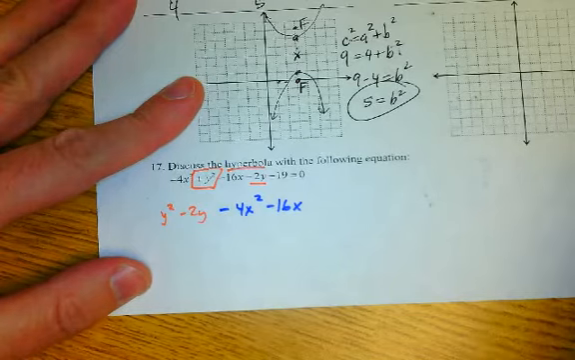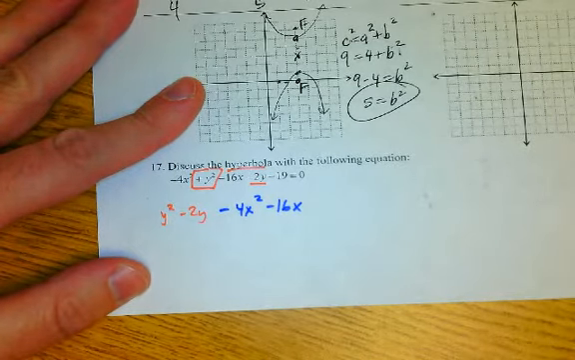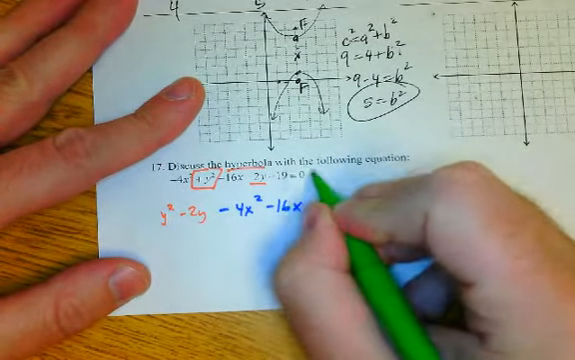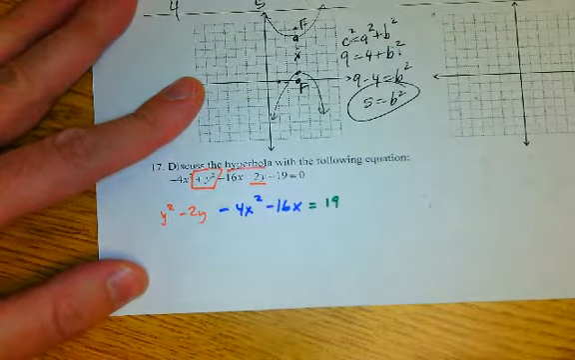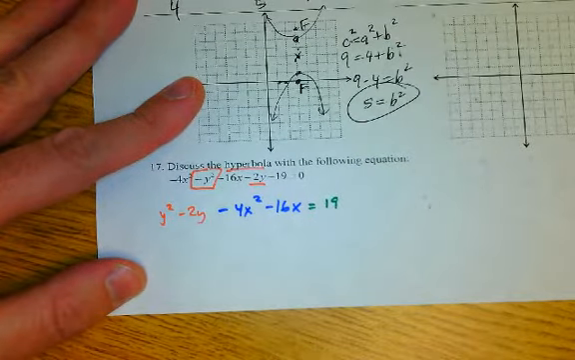And then I'm going to kick out any numbers so I can balance my equation on the other side. I'm going to move this negative 19 over to make 19. So that's kind of what I'm focusing at.